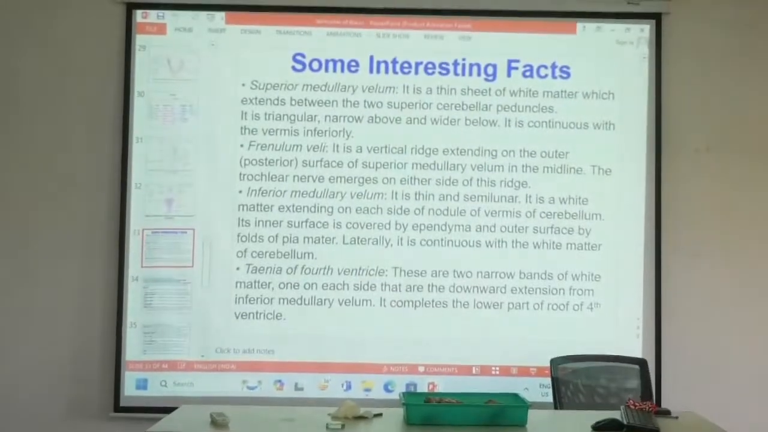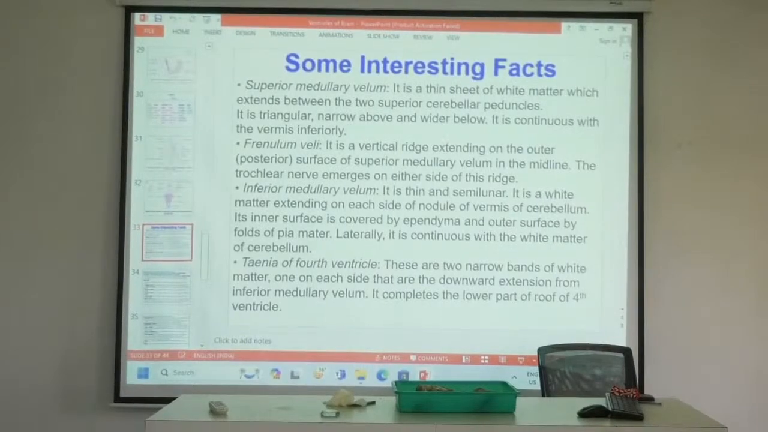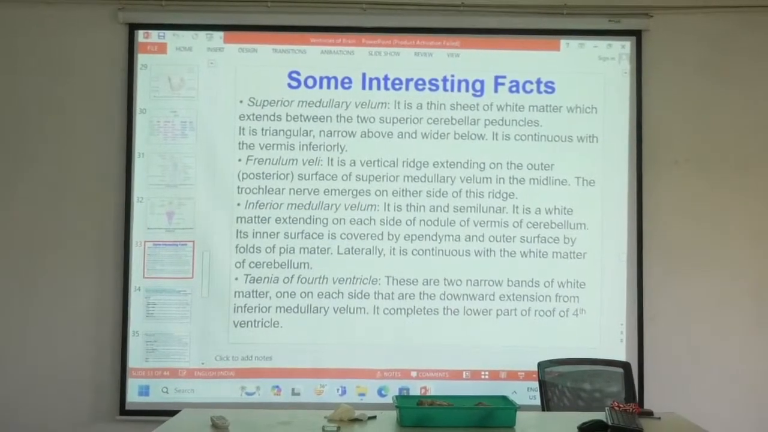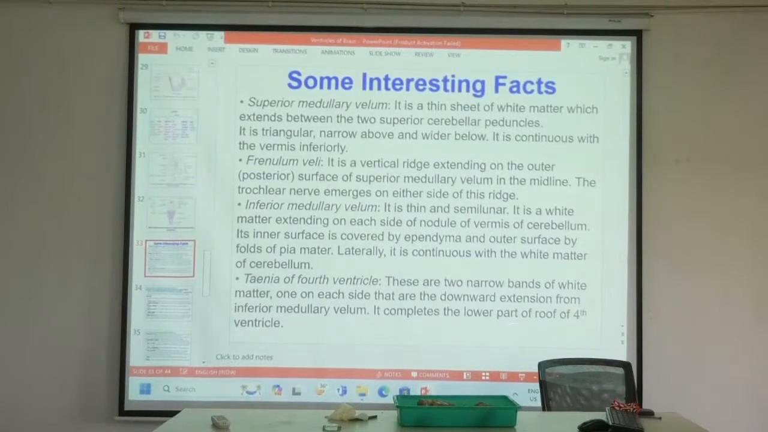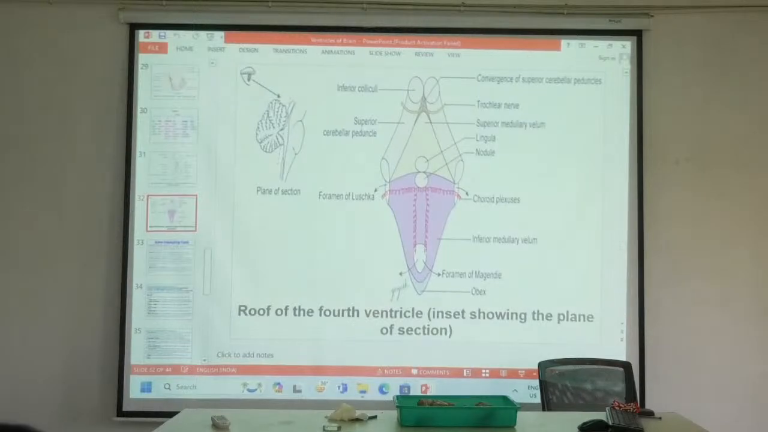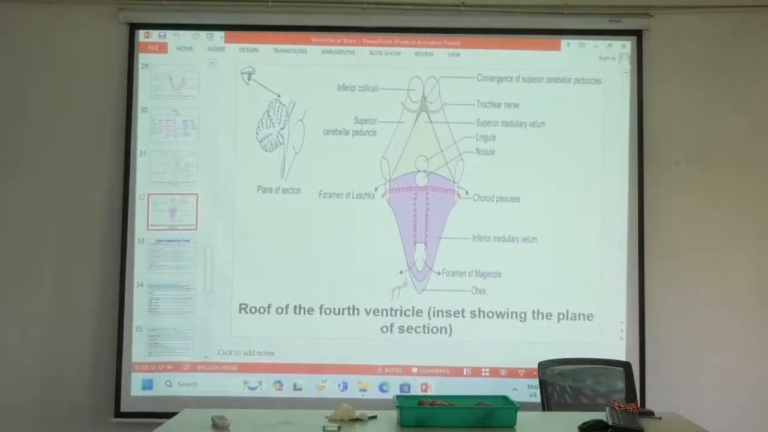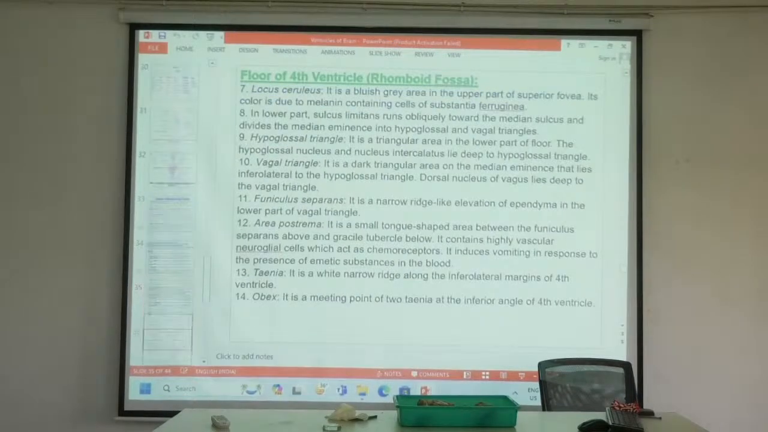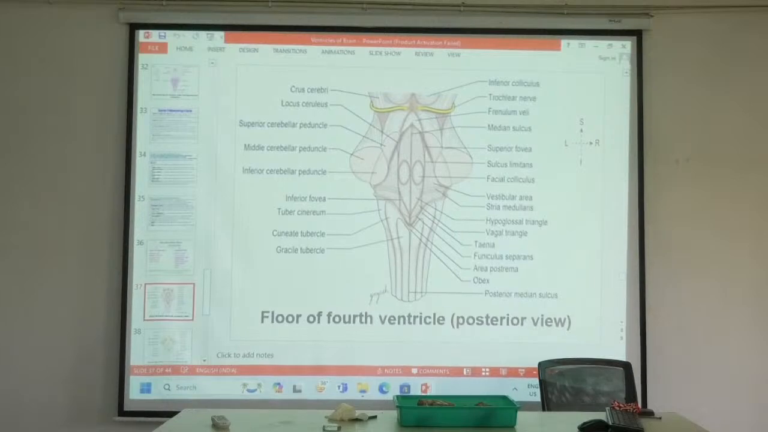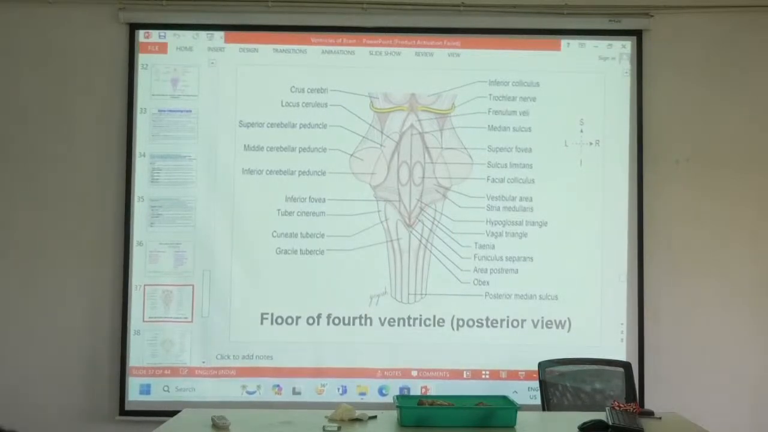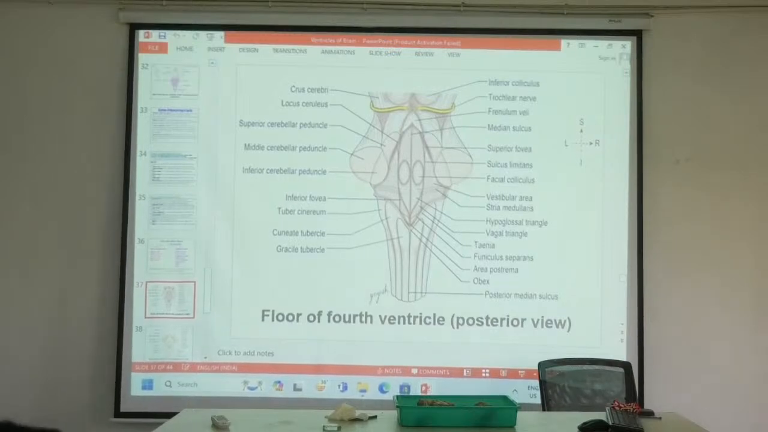Next is the taenia of the fourth ventricle. These are two narrow bands of white matter, one on each side, that are the downward extension from the inferior medullary velum, and it completes the lower part of the roof of the fourth ventricle. Here, below this inferior medullary velum will be the taenia. We will see it in the next picture. See here, this is the taenia.